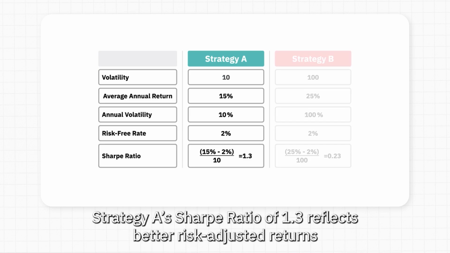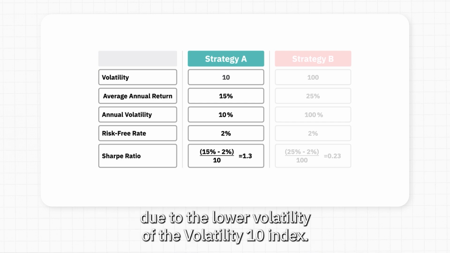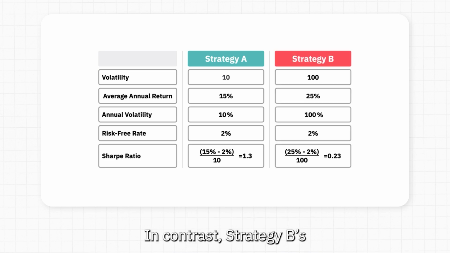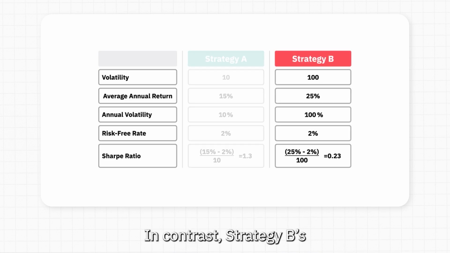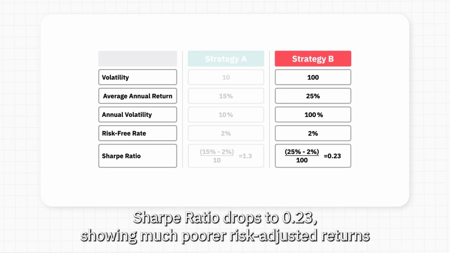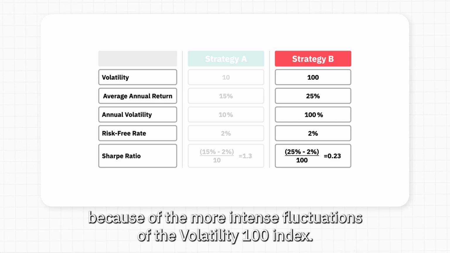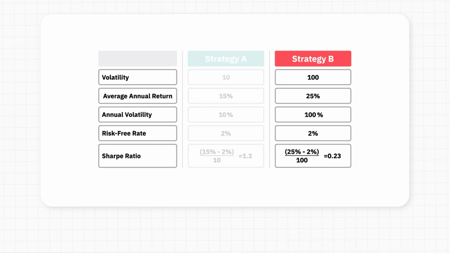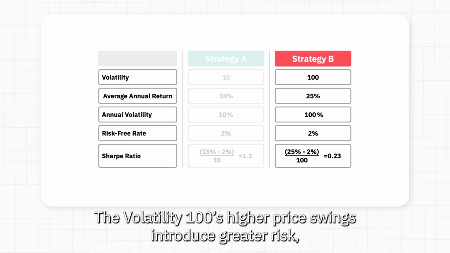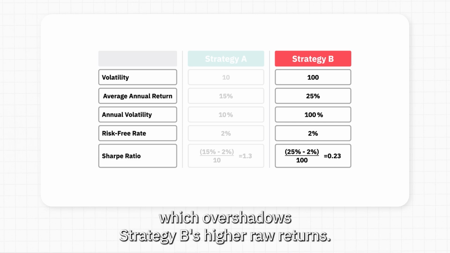Strategy A's Sharpe ratio of 1.3 reflects better risk-adjusted returns due to the lower volatility of the volatility 10 index. In contrast, Strategy B's Sharpe ratio drops to 0.23, showing much poorer risk-adjusted returns because of the more intense fluctuations of the volatility 100 index. The volatility 100's higher price swings introduce greater risk, which overshadows Strategy B's higher raw returns.